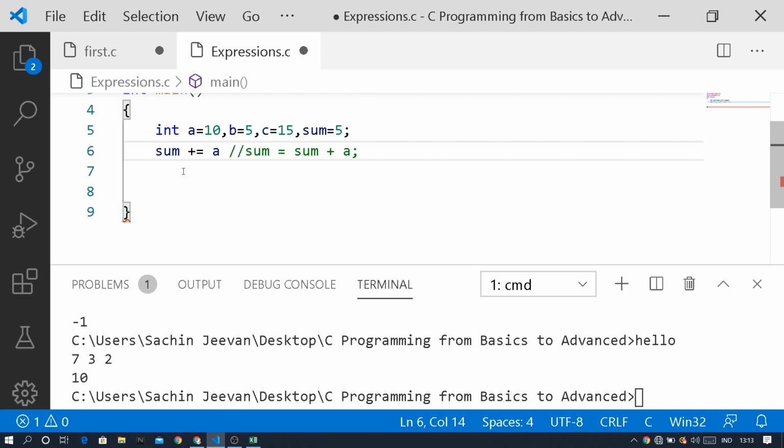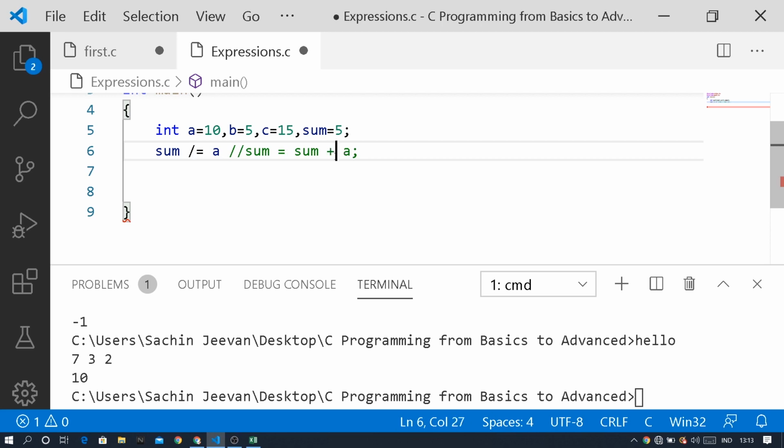So when both the left side and the right side of the equation use the same variable, then you can go for a compound assignment operator. The plus, multiplication, or division depends on the original equation. Suppose this is not plus, but multiplication, then you have to go with multiplied by equal to. If this is division, then you have to go with slash equal to. Okay, this is how it goes.